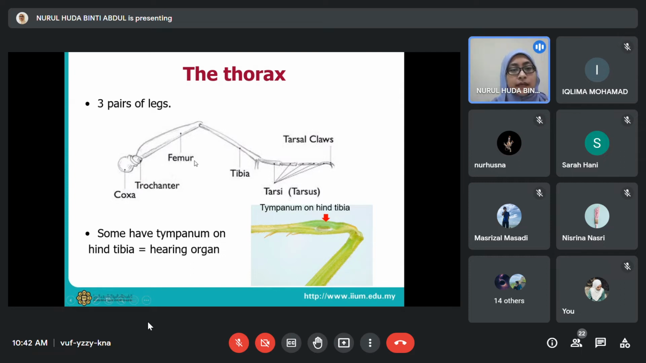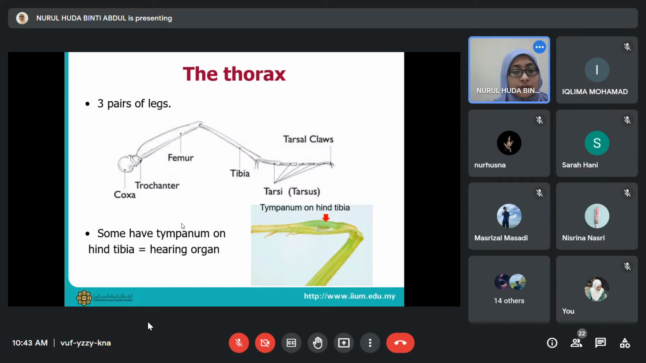We have coxa, trochanter, femur, tibia, and tarsus. At the end of the tarsus, they have a claw for gripping. Some insects have tympana on the hind leg. Remember I said they have three pairs of legs: front legs, middle legs, and hind legs.